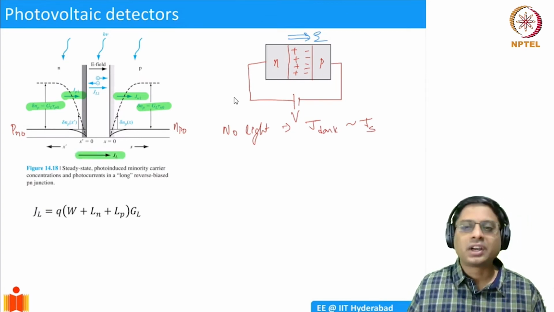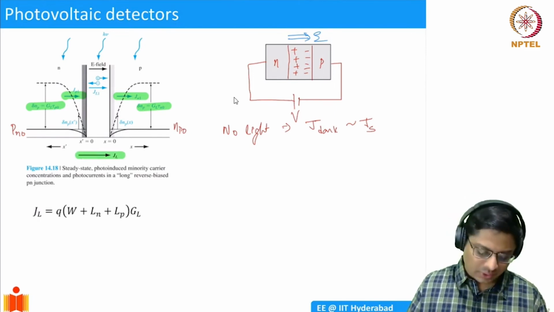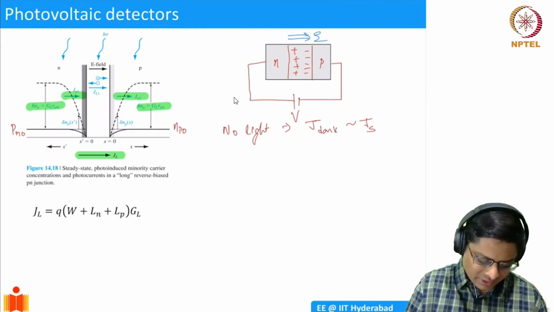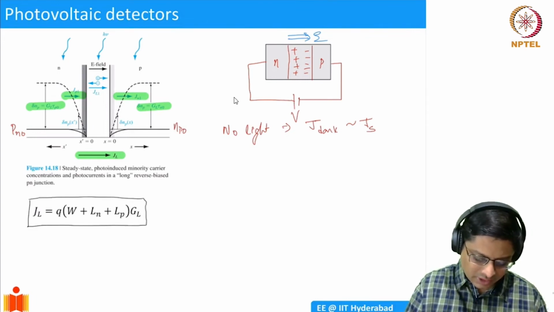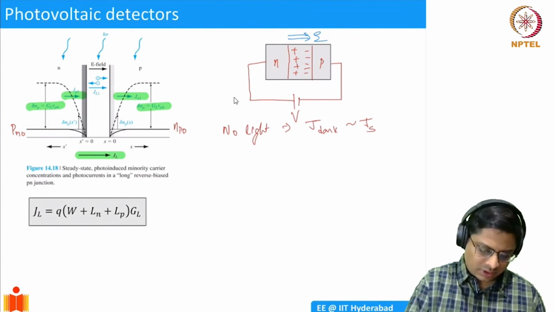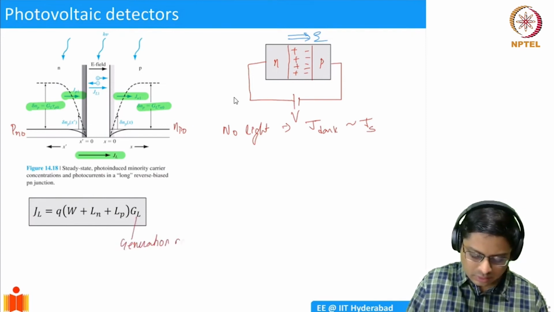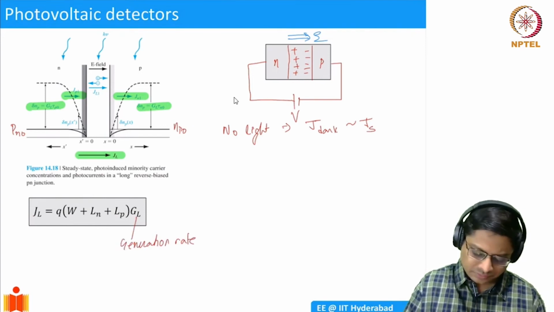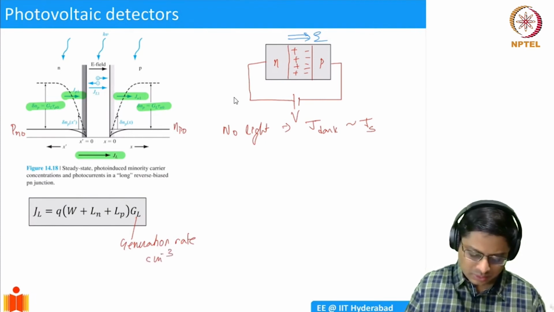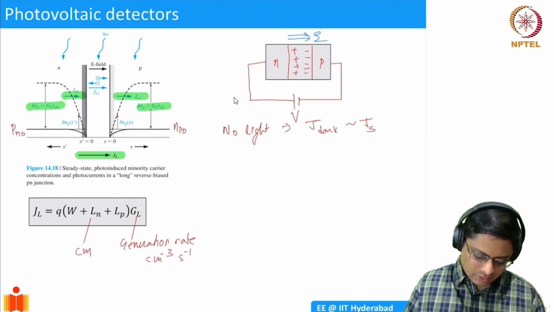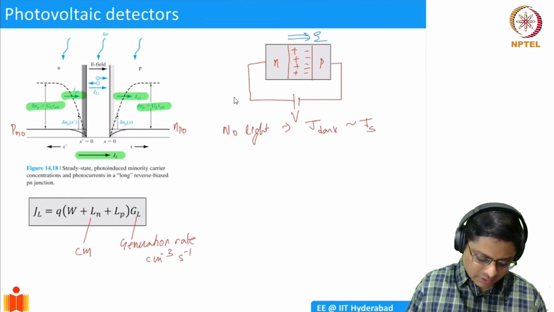And the total amount of current for this detector turns out to be this expression here at the bottom. We are not deriving it. I don't think we need to derive it. So the current is going to be equal to the generation rate. This is the generation rate, with units of per centimeter cube per second, of course. And this is length, which will be centimeter. And this is charge. That's why you get this to be in amps per centimeter square.